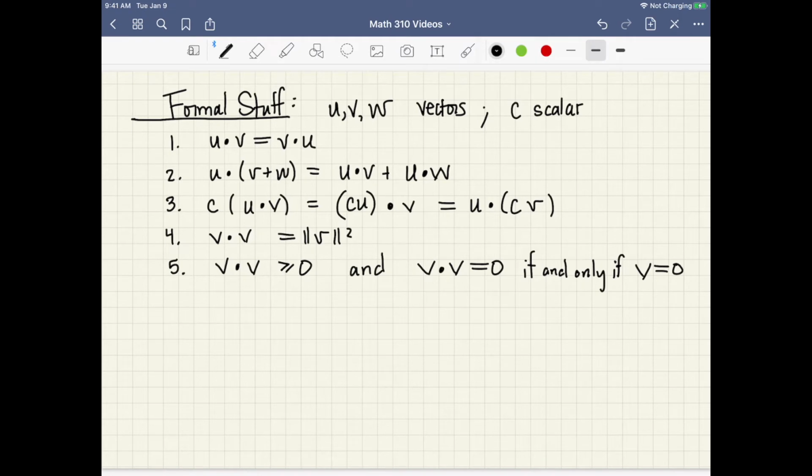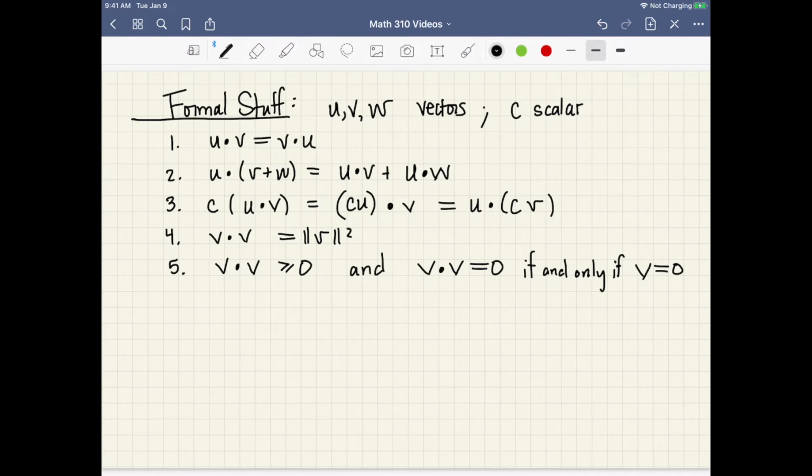The dot product satisfies several formal properties that you should be familiar with and that often make calculations much easier. So in the following list of 5 items, u and v and w are vectors and c is a scalar. So first, if you take the dot product of u and v, it's going to give you the same scalar as taking the dot product of v and u.